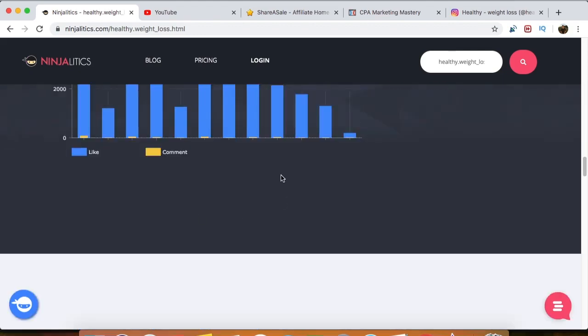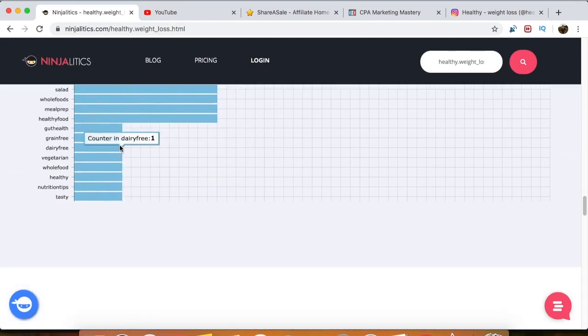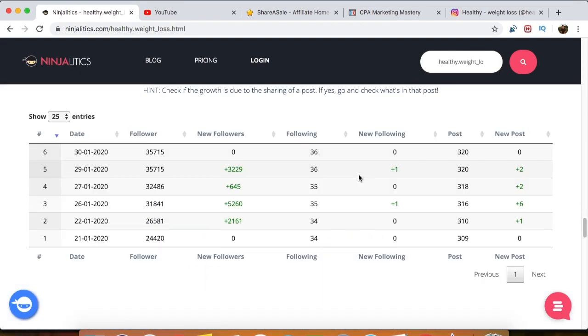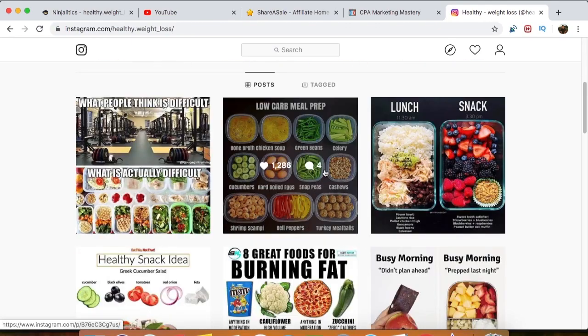Let's see the likes. We can also see the hashtags this account uses specifically. Look at this, guys: new followers 3,000, 400, 600, 5,000. So this account is growing pretty well. But this is not over.